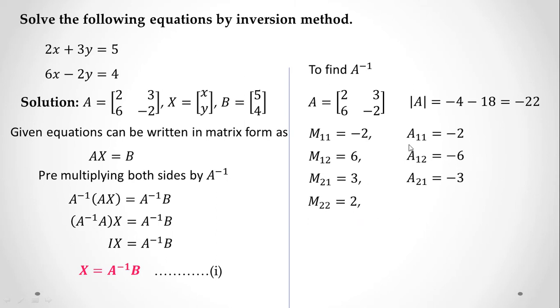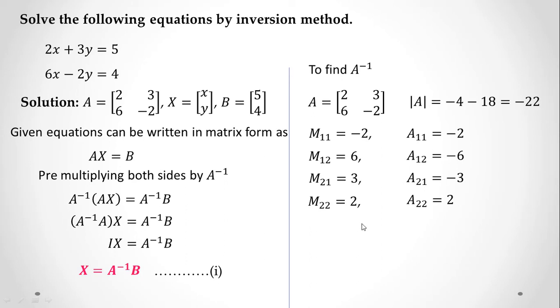Last one, the minor of this element, the minor of A22, written as M22, is equal to 2, after removing the row and column. Hence the cofactor is also equal to 2, because 2 plus 2 is 4, that is an even index. In case of an even index, don't change the sign. So these are the minors and cofactors.